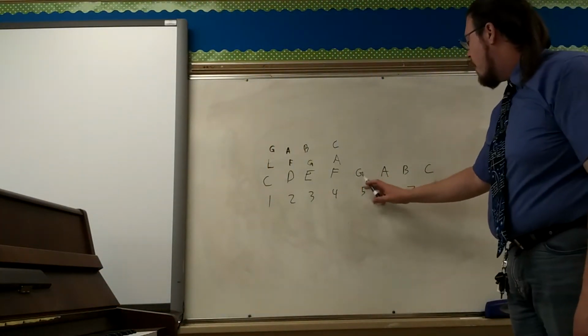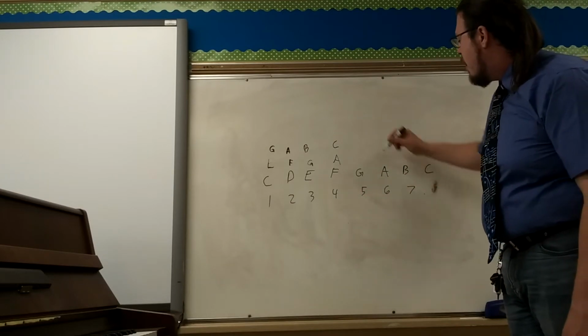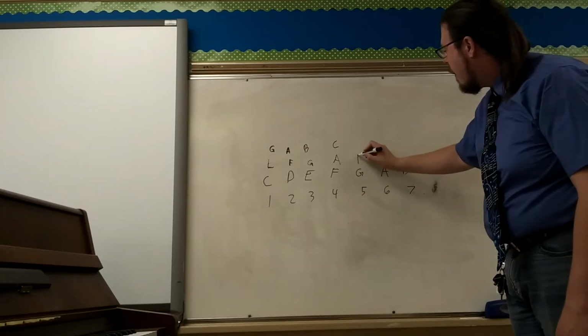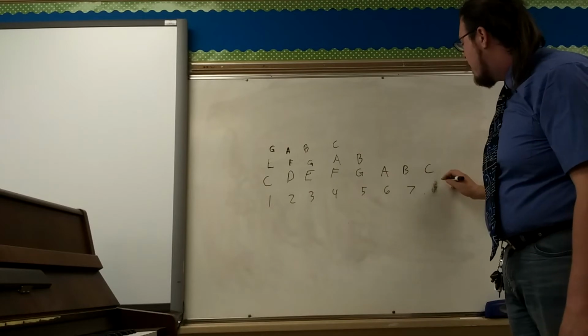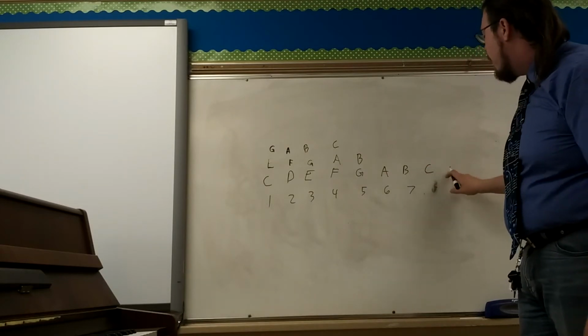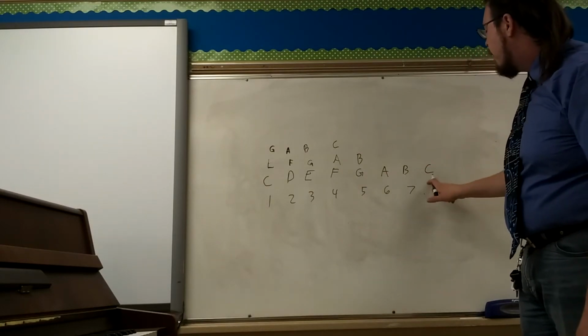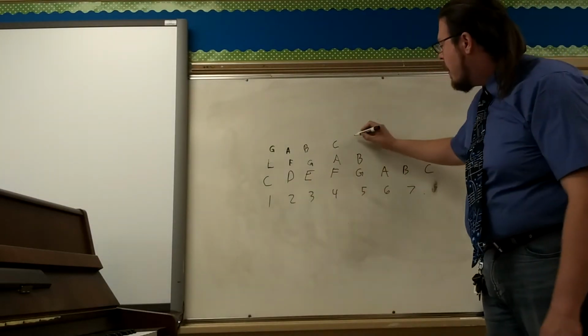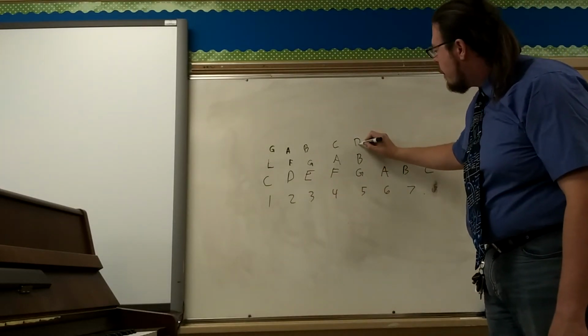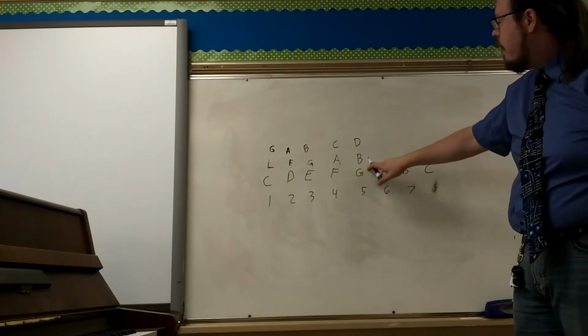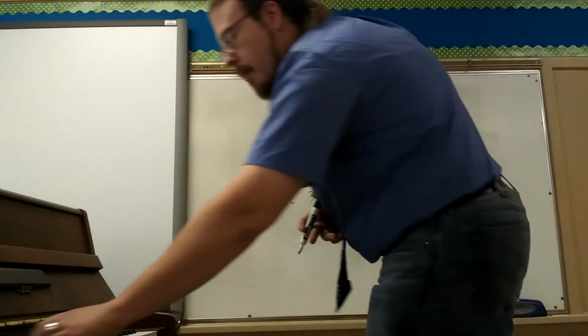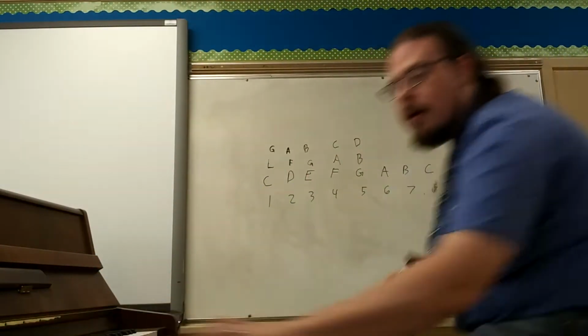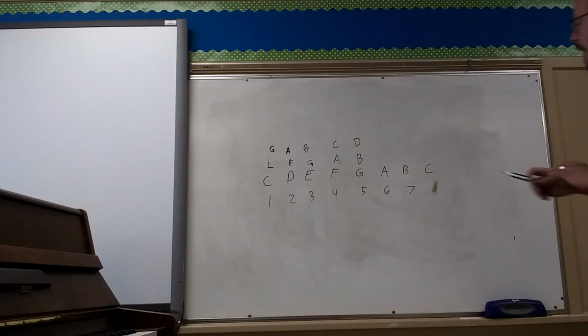Here we go. G, I skip a note, I have B. I skip a note. Well, it doesn't tell me what comes after that, does it? But what comes after C? It is D. So my 5 chord is G, B, D. All right.